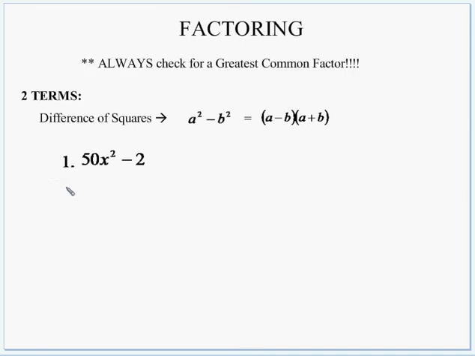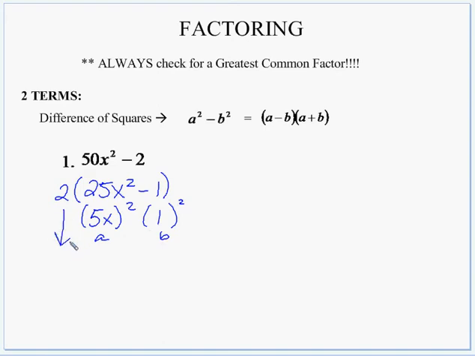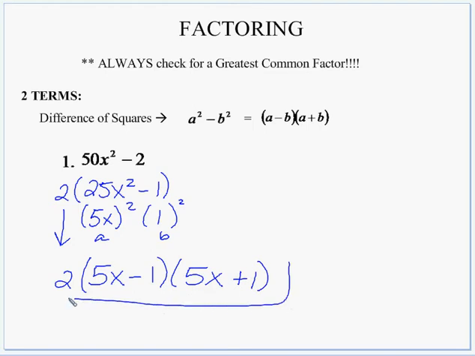Now, first step is GCF, which is going to be a 2. So then we have a 25x squared minus 1. Now, you want to think to yourself, what do I square to get to 25x squared, which is a 5x? And then what do I square to get to 1, which is 1? So this is my A, this is my B. Make sure you drop down your GCF in your final answer. So we're going to say A minus B, and then A plus B. And this is your first answer.